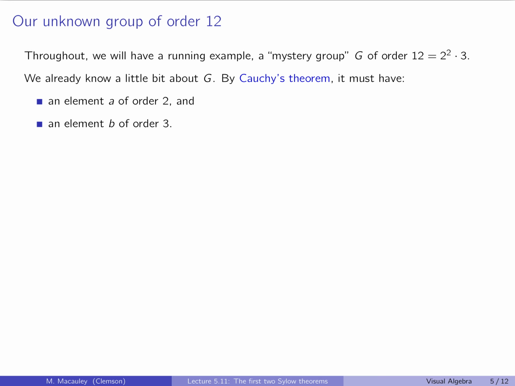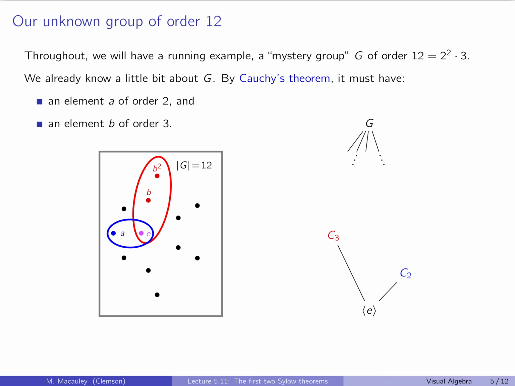By Cauchy's theorem, in the previous lecture, remember that was if a prime p divides the order of a group, there is an element of order p. This means that G must have an element a of order 2 and an element b of order 3. In other words, if you draw its 12 elements, you know that there's a subgroup of order 2 and a subgroup of order 3, generated by, let's say, a and b. In terms of the subgroup lattice, it looks like this. There's a subgroup of order 3 and a subgroup of order 2, and we don't know what else.